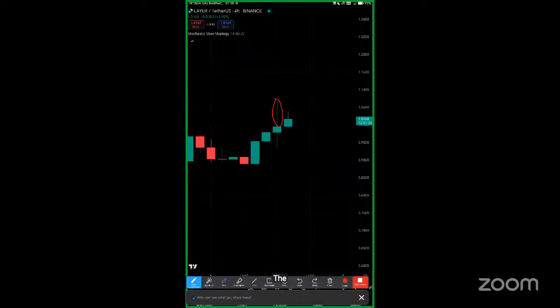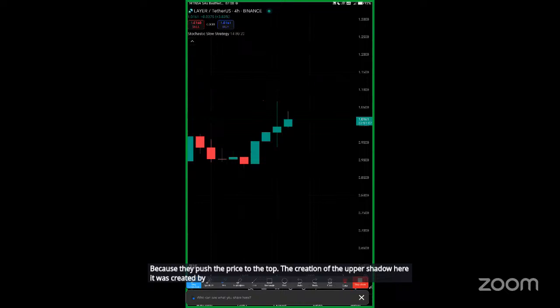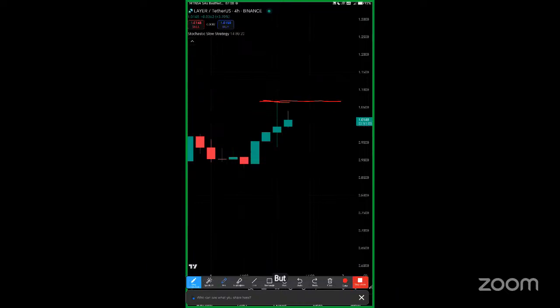creation of this upper shadow, which is long like this, was done by buyers because they pushed the price to the top. They pushed their muscle to the top. But at the end, they could not remain at the top with the price. Sellers came in, brought them down.